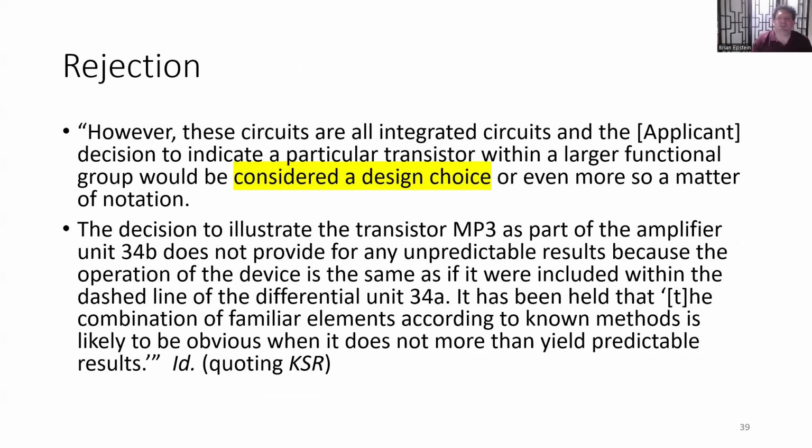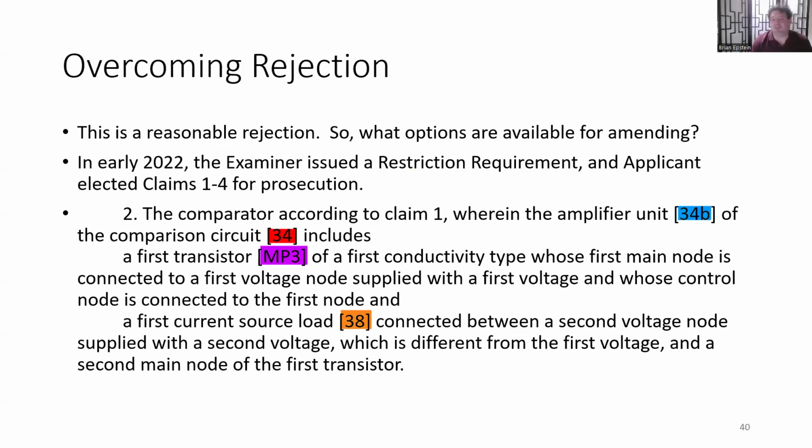So the examiner considers that the circuits are all integrated circuits, and the applicant's decision to indicate a particular transistor within a larger functional group would be considered a design choice, or even more so, a matter of notation. The decision to illustrate the transistor MP3 as part of the amplifier unit 34B does not provide for any unpredictable results, because the operation of the device is the same as if it were included within the dashed line of the differential unit 34A. It has been held that the combination of familiar elements, according to known methods, is likely to be obvious when it does not do more than yield predictable results. So this is a reasonable rejection.